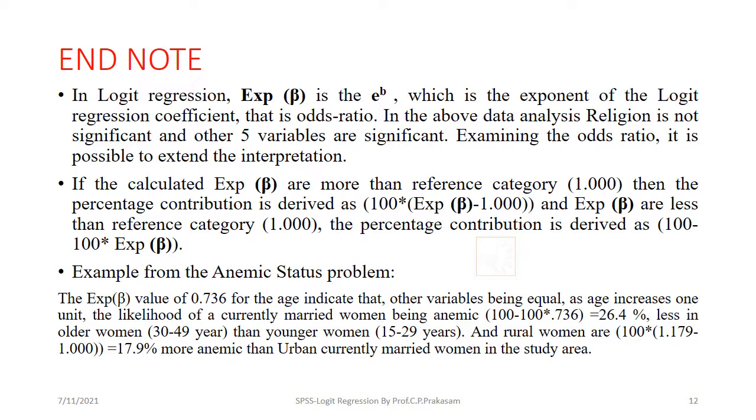Similarly, for rural women, 100 multiplied by 1.179 minus 1, because the odds ratio is more than 1, gives 17.9% more anemic than urban currently married women in the studied area. Like that we can also make further interpretations for the table given.